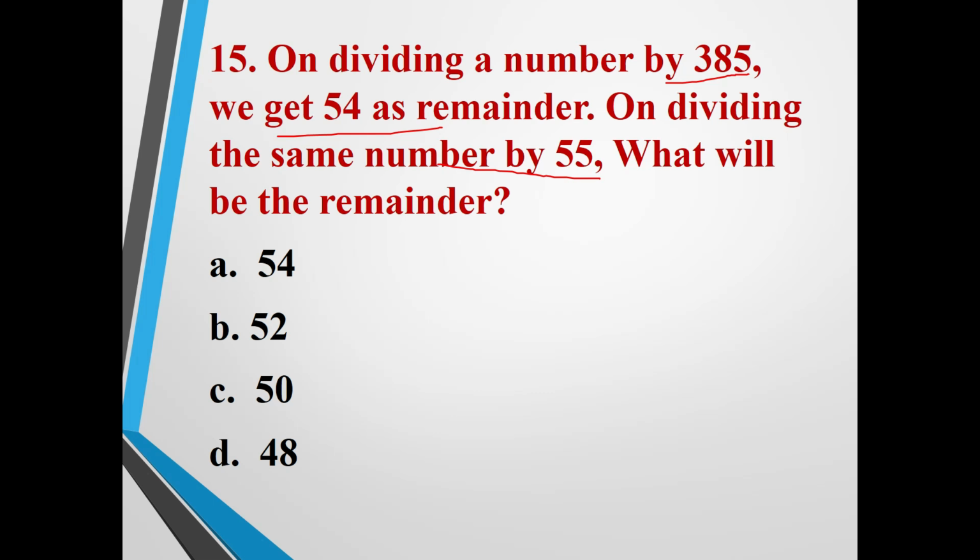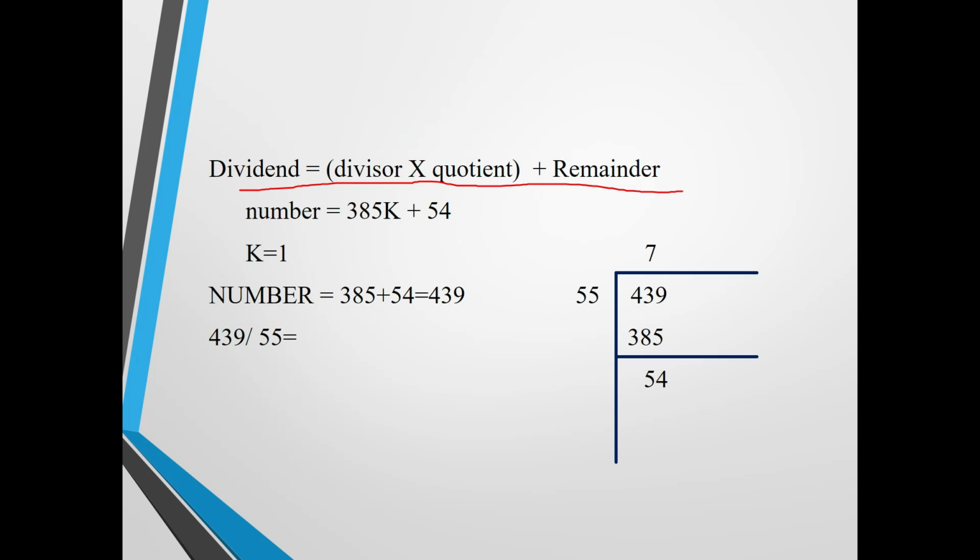So in the question, we don't know the number, we don't know the dividend. On dividing a number by 385, so 385 will be the divisor, we will get the remainder 54. So we don't know the quotient and we don't know the dividend. So the dividend, the number, is equal to 385k. Here we have taken the quotient as k. So the number is equal to 385k plus remainder.